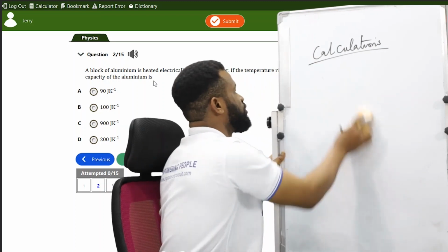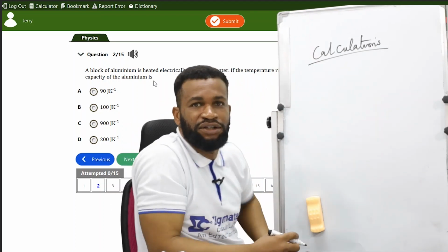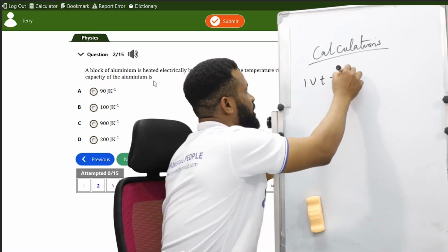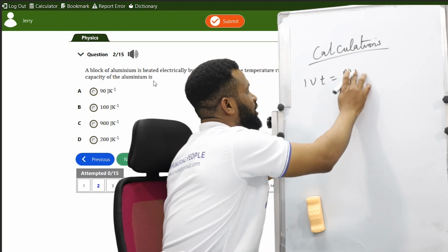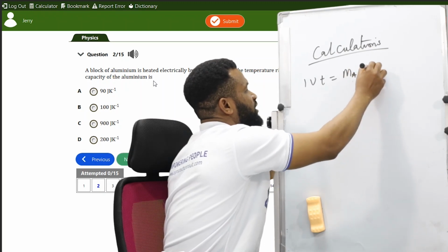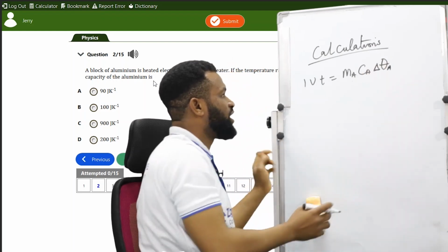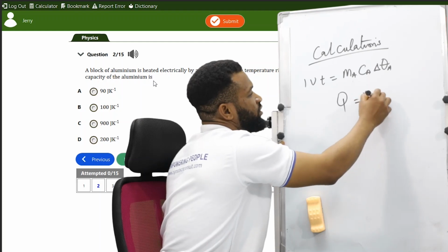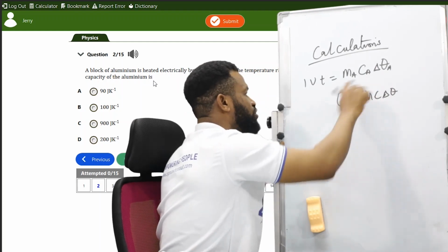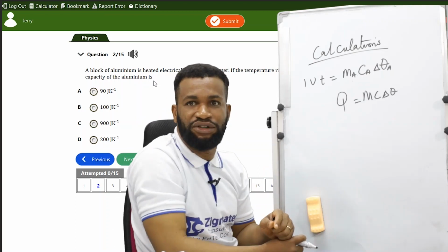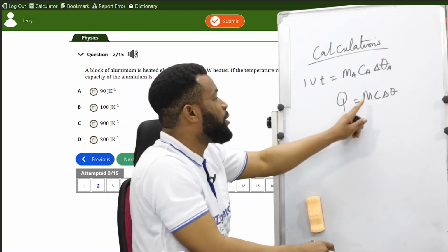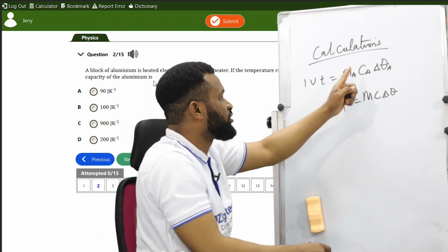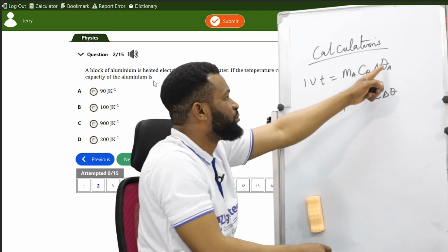First, I'm going to write my equation of electrical energy, which is given by IVT, which is equal to MC, or let me say M_A, C_A, and change in temperature of A. The major formula is MC change in theta. This formula is the quantity of heat. So since I'm talking about aluminum here as the metal, I'm going to model this equation to the quantity of heat of aluminum, which is mass of aluminum, specific capacity of the aluminum, and change in temperature of the aluminum.